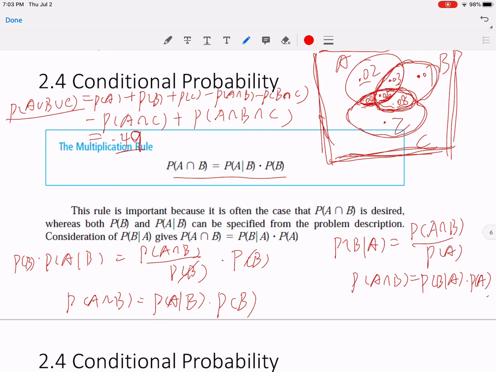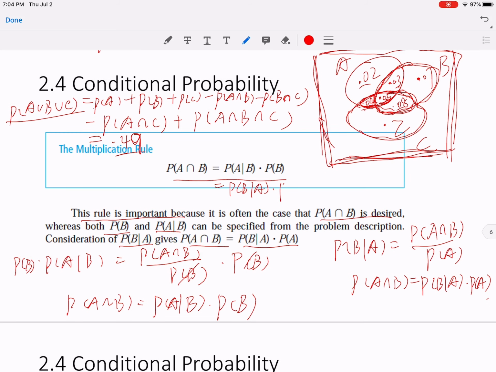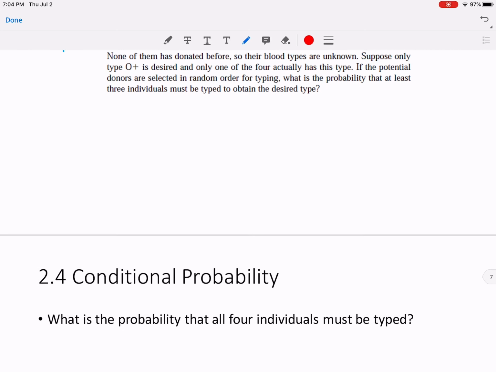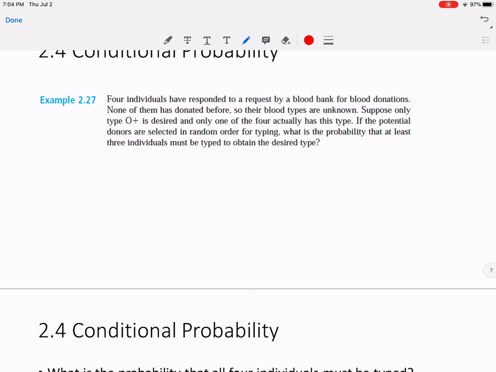So why do we do this? This rule is important because it is often the case that the probability of A intersection B is desired, whereas both the probability of B and A given B can be specified from the problem description. So consideration of the probability of B given A gives the probability of A intersection B is equal to the probability of B given A times the probability of A. Over here we can write down that this is equal to the probability of B given A times the probability of A as well. They're completely equivalent.